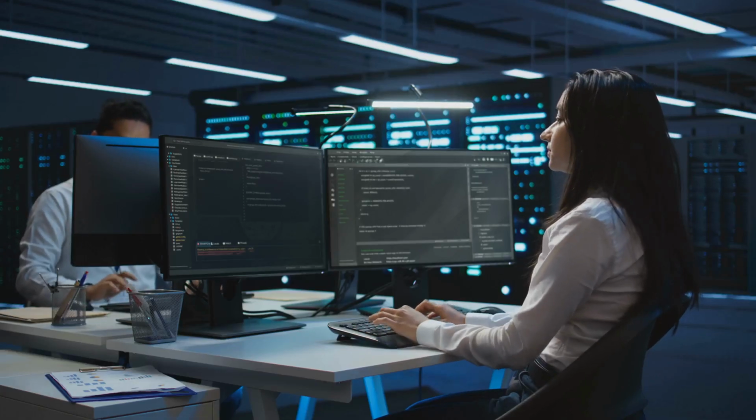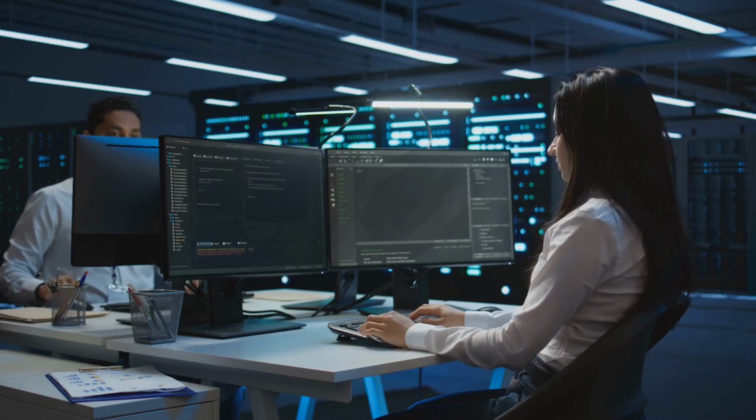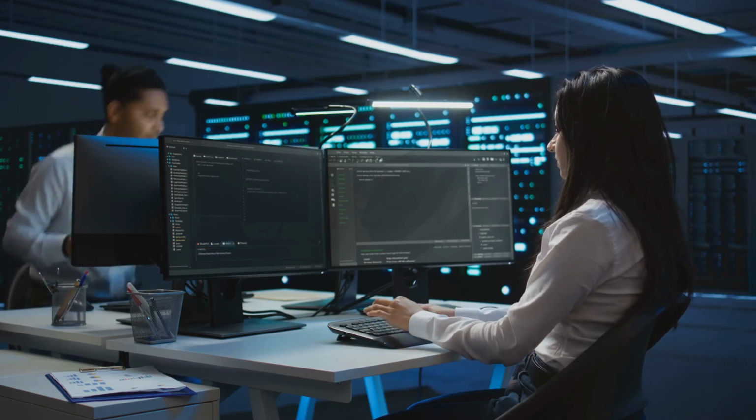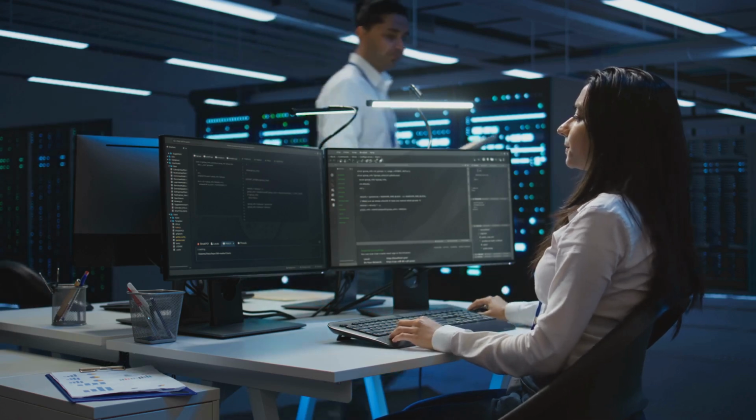These answers are based on real scenarios using tools like Cisco ASA, Palo Alto, Splunk, and VMware. Let's get into it.